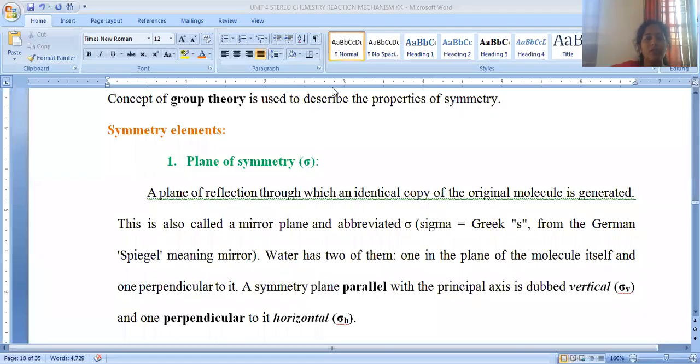Today's topic is about symmetry elements. This comes under stereochemistry only. In this stereochemistry, we are going to discuss symmetry elements. In the previous class, we discussed optical isomers.